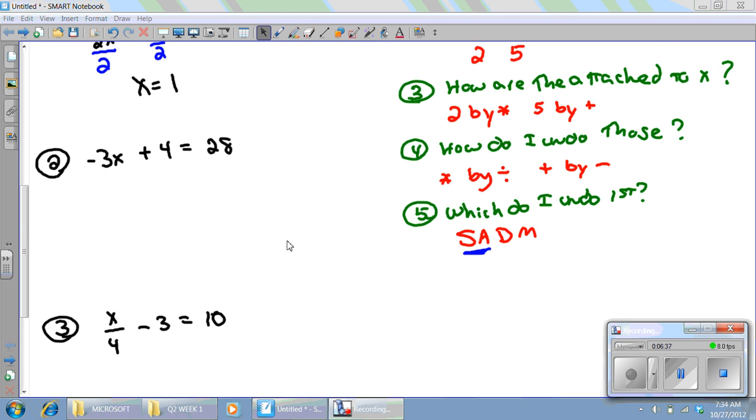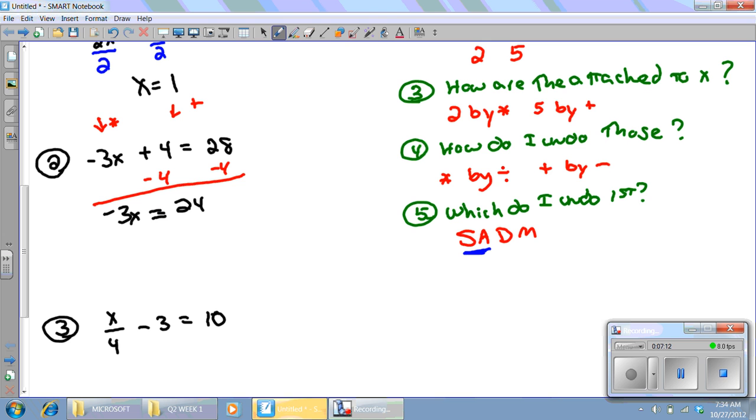Okay, so problem number 2. Go through our questions. What is a goal? To get x alone. What numbers are keeping the x from being alone? Well, there's a negative 3 and a 4. How's the 4 attached? By addition. How is the negative 3 attached? By multiplication. So, to undo those, I'm going to use subtraction and division, and I'm going to listen to Saddam. Saddam's going to tell me to undo the addition first. So I'm going to subtract 4 from both sides, and then I'm going to get negative 3x equals 24.